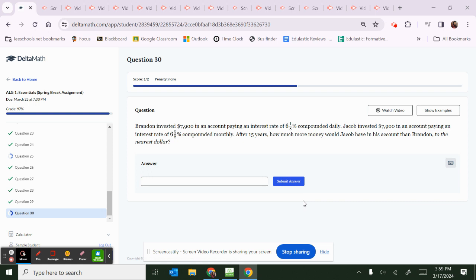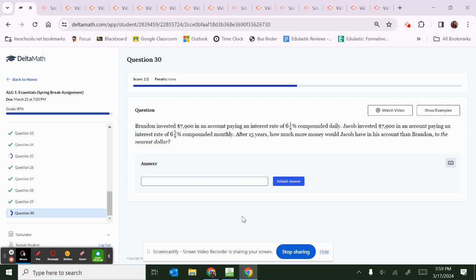All right, guys. Final question, question number 30. Question number 30 says Brandon invested 7,900 in an account, paying an interest rate of 6 and 1/8 percent compounded daily. Jacob invested 7,900 in an account, paying an interest of 6 and 5/8% compounded monthly. After 15 years, how much more money would Jacob have in his account than Brandon to the nearest dollar?